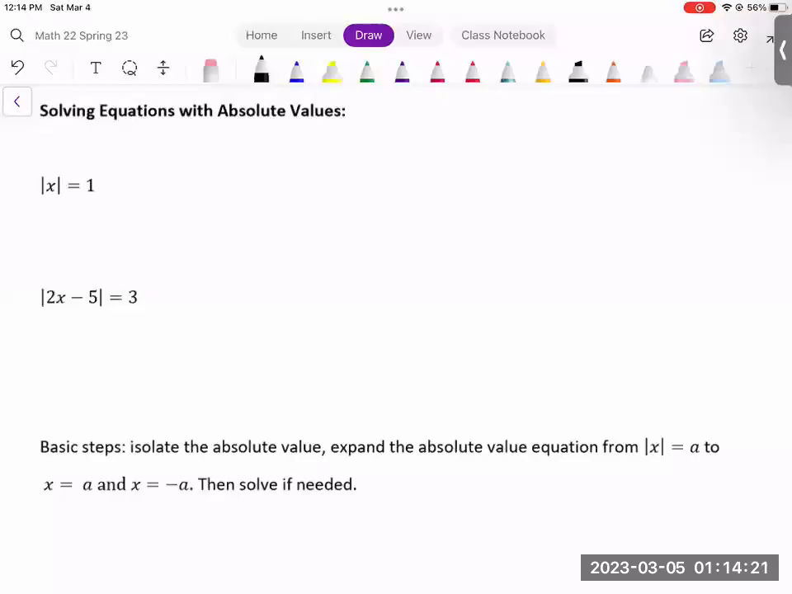Okay, so when we go to solve an equation with an absolute value, what we're going to do is rewrite things so that instead of writing our two solutions compactly with this absolute value, we're going to just expand what those two solutions are. So for example, here when we say absolute value of x equals 1, well, there are a couple of ways of solving this.